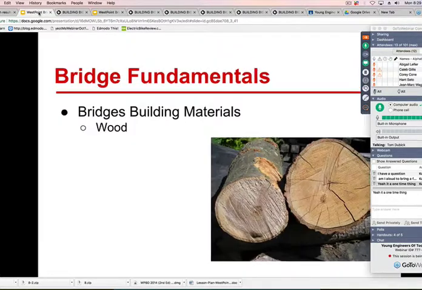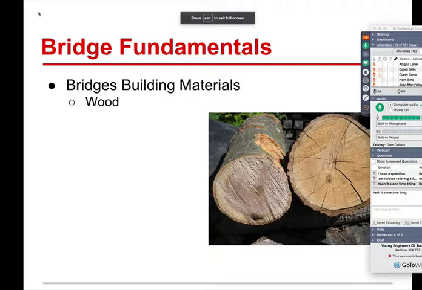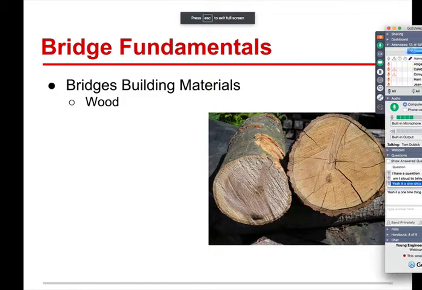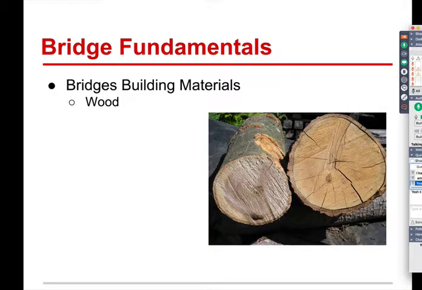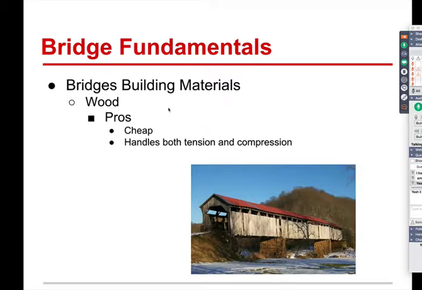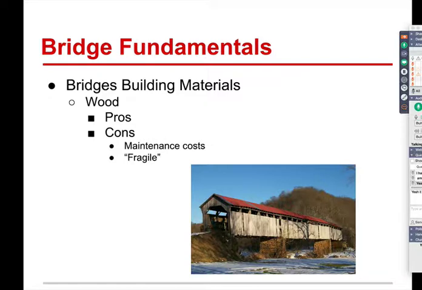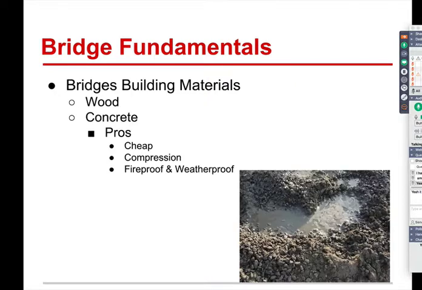So we did that. In terms of what you make a bridge with, probably the very first bridge was a tree that had fallen over a creek, and early humans walked across the bridge. Now, the great thing about wood is it's generally cheap. For the most part, it handles both tension and compression well. It's fragile. You can burn a bridge down. And it's got maintenance costs all the time. You've got to pay and take care of it. That's why there's not a lot of wooden bridges around.